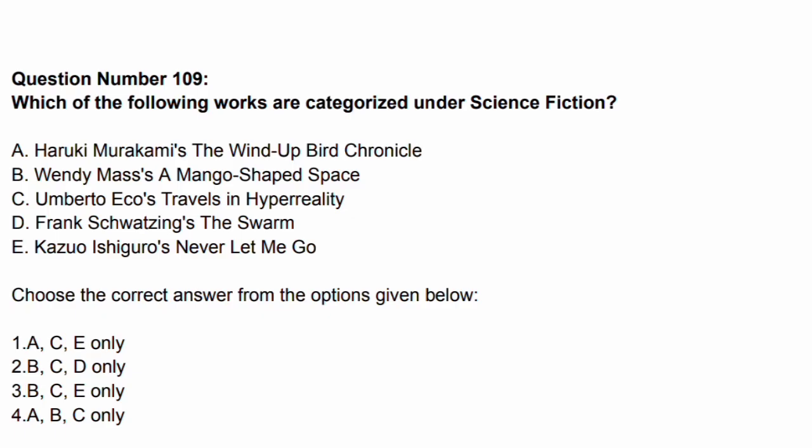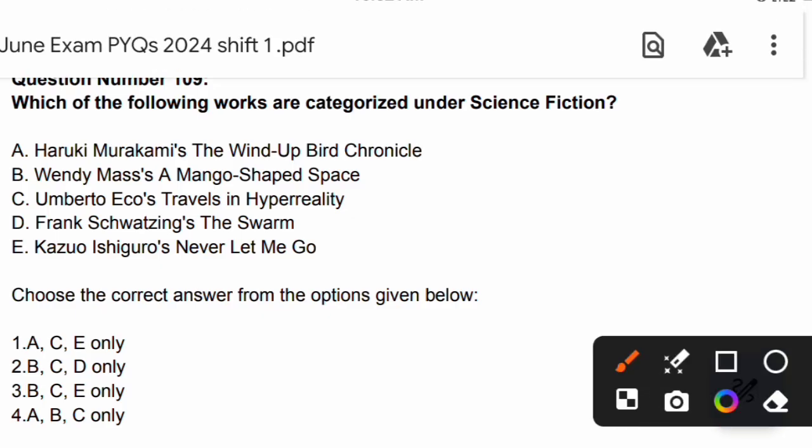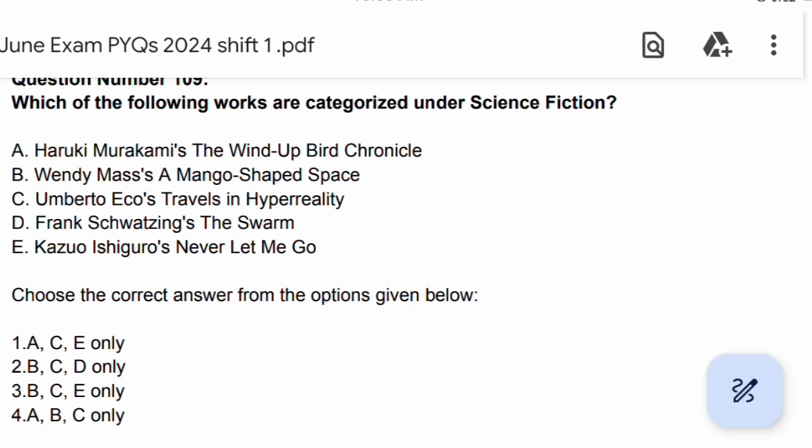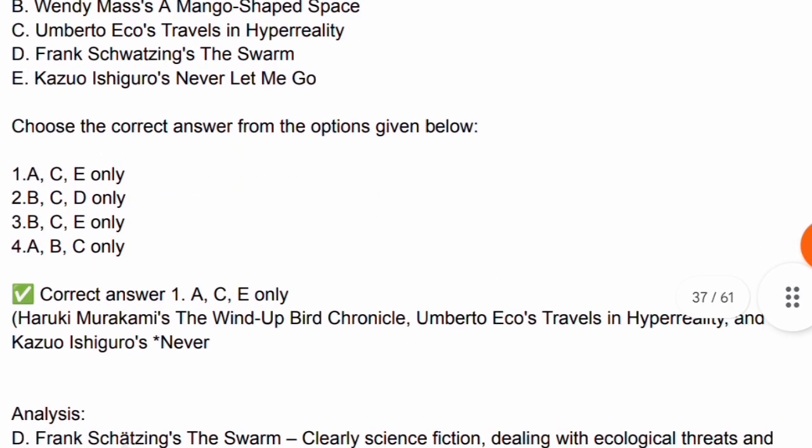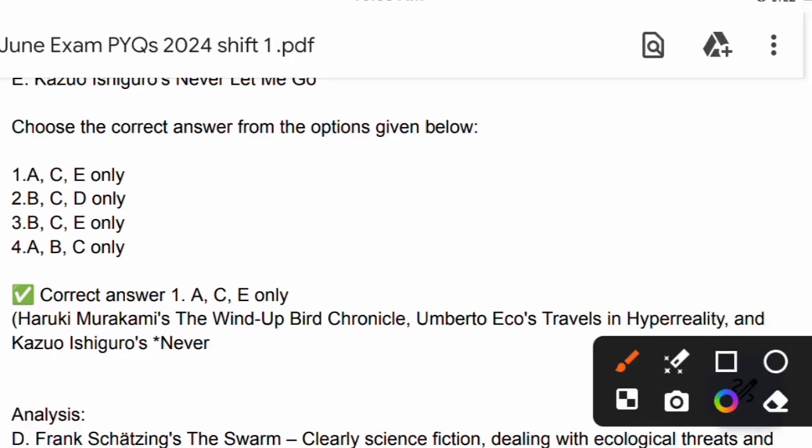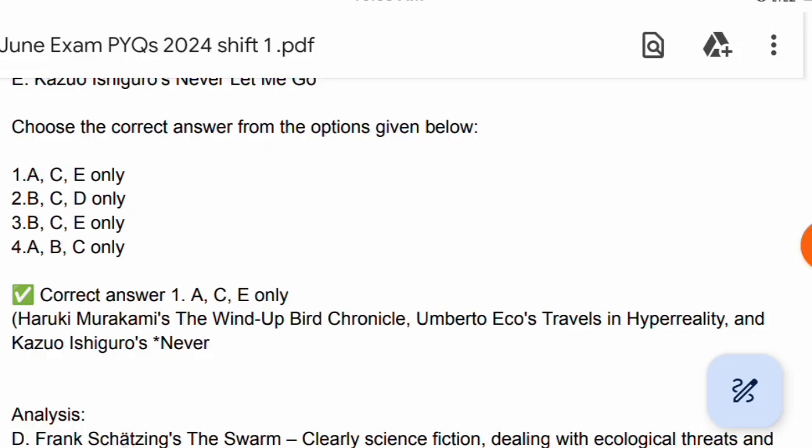Options you can see on the screen. You have to put them in the category of science fiction. Which work can you put under science fiction? Okay, so the correct answer to this question is going to be option A, option 1, ACE only. ACE only.